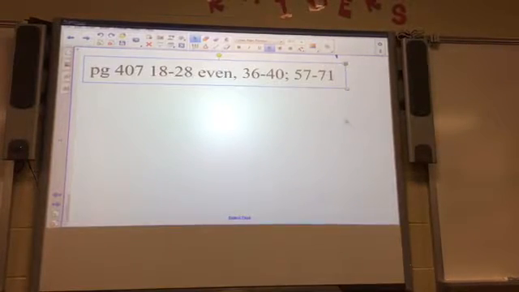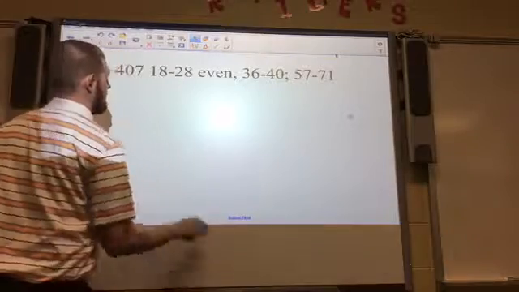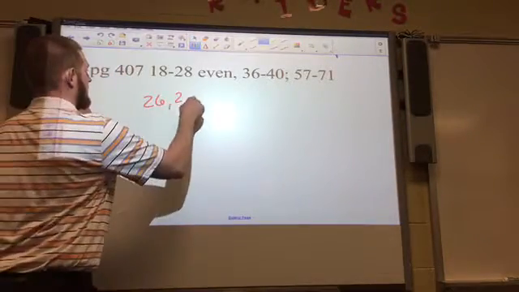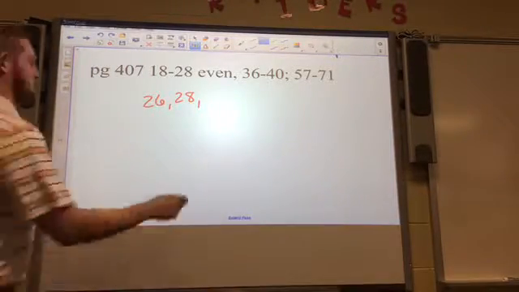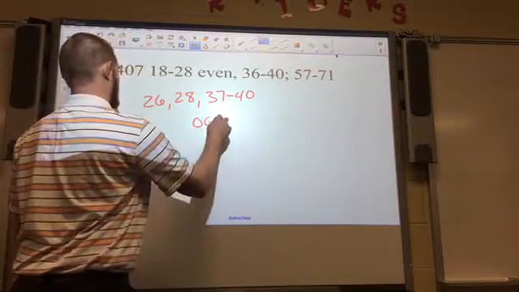You are going to need one sheet of graph paper for this. A big sheet of graph paper. I'll tell you which problems you need it for. The first 2 you might want to look at on graph paper, but it doesn't actually want you to do them on graph paper. But you're going to need graph paper for 26, 28, and 37 through 40. That's on graph paper.